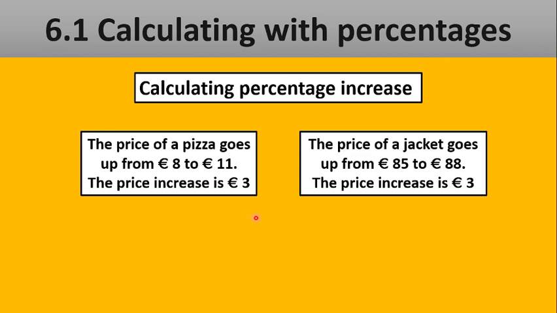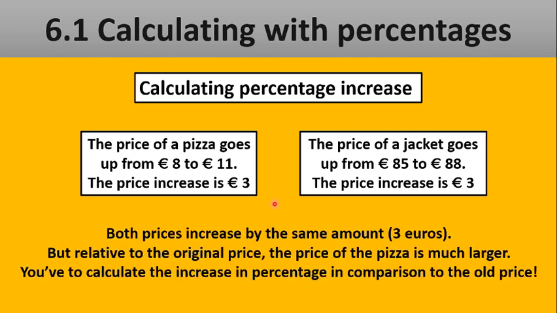I mean, if the price of something expensive like a jacket goes up 3 euros, you won't mind that as much as the price of a pizza, which goes up by 3 euros from 8 to 11, right? We're going to take a look at those two kinds of comparisons that you can make for price increases. So as I've already mentioned, both prices increase by the same amount, 3 euros, but relative to the original price, the price of the pizza is now much larger.